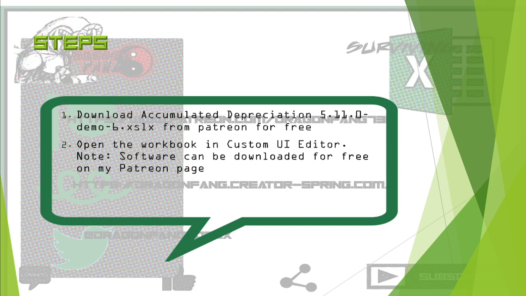So let's get into it. What you'll need to do is download the previous file. Well, actually, let me rephrase that. What you'll need to do is download the new file. I posted this on Patreon. It can be downloaded for free, and the link will be in the description below. In addition to that, you also need the custom UI editor, which can also be found on my Patreon page. Please download that one, and then you'll be able to open it up and follow along.